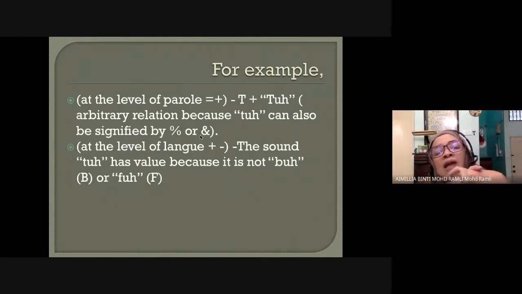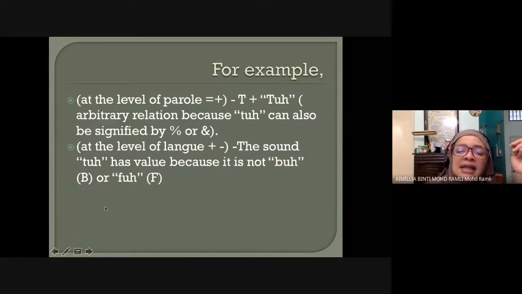So at the level of langue, actually this should have been equal, the sign equals there. It has a negative relation. So the sound t has value because it's not b or it's not p, or the other signifiers. Or the letter T has value because it's not the letter B or the letter F.